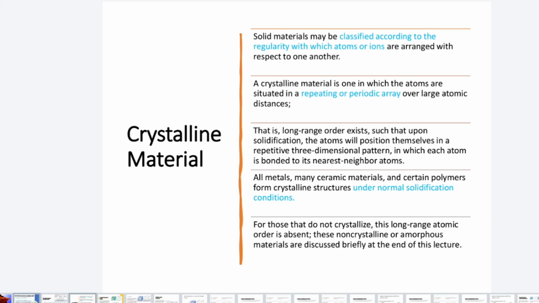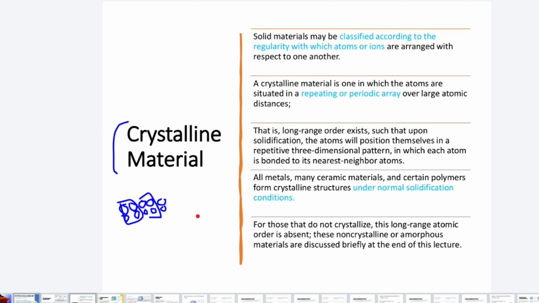Now, solid materials may be classified according to the regularity with which the atoms or ions are arranged. We know that all materials are made of atoms and ions. So on the basis of how the atoms and ions are arranged, we decide whether it is crystalline or non-crystalline. If the atoms and ions are arranged in a repeating periodic configuration, let's say we have 4 atoms here, and these 4 atoms are repeating again and again in the whole structure, it means it is crystalline material because this unit is repeating again and again.